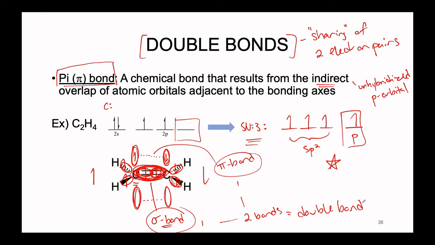So in other words, according to valence bond theory, a double bond that exists between 2 different atoms can be broken down into a combination of a sigma bond and a pi bond. The sigma bond is our direct overlap. The pi bond is the indirect overlap that is the result exactly of this unhybridized p orbital.